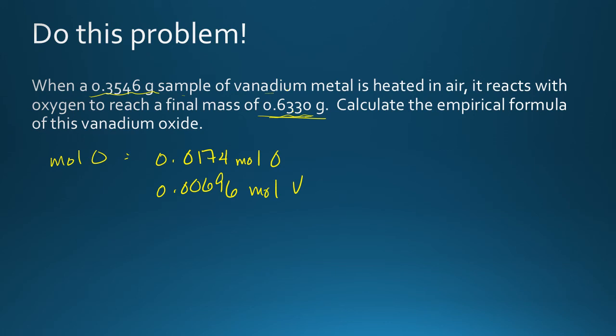If I divide each of these by the smallest, then the coefficient for the vanadium is 1, and the coefficient for the oxygen becomes 2.5, which is a little annoying. So what are we going to do, because we can't have points as subscripts? If you said multiply each one of these by 2, you are correct. So your final answer becomes V2O5. And bonus points for naming this guy correctly.